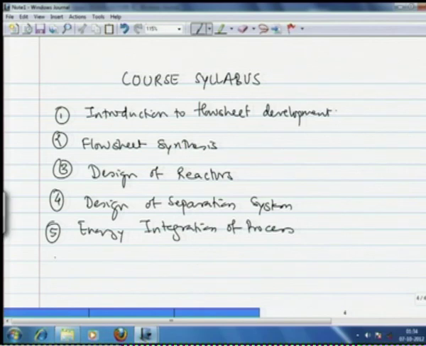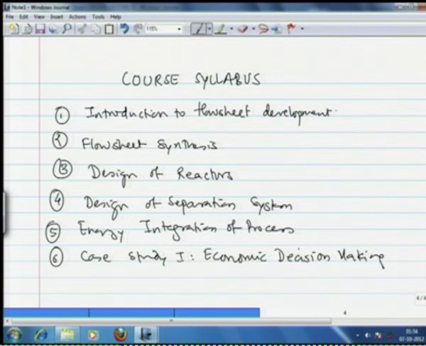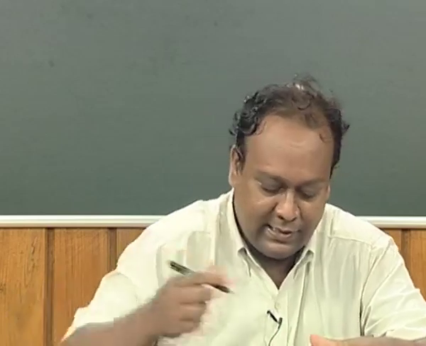Later we shall have 2 case studies. Case study 1 will be that of economic decision making. We shall see the design of a gas absorber, okay, but from economics point of view. Gas absorption is also a topic that you have studied in mass transfer operation, but now we shall see the economic aspects of this particular process and how economics governs the design of the gas absorber. Okay. So, this will be case study 1, that is the 6th module.